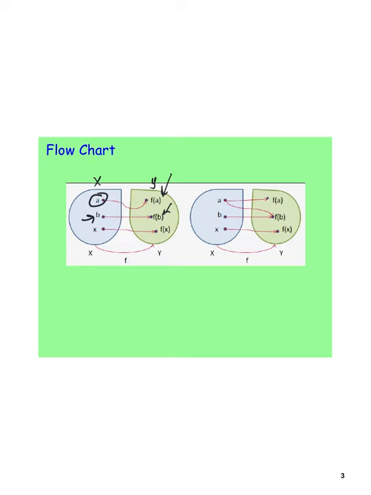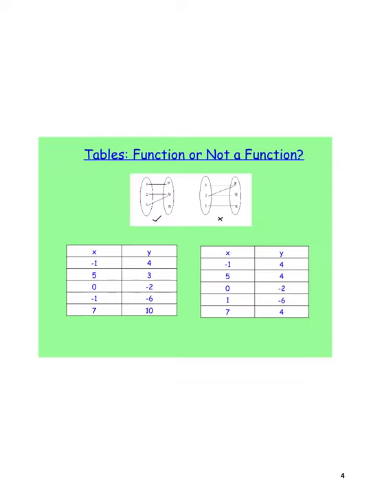Now, this is a function here because you can see a leads to f of a, b leads to f of b, and x leads to f of x. Whereas the issue on the right side is going to be this here. A can lead to f of a, but a cannot lead to f of b. So that x value, in this case a, should really only lead to one of the y values, after the function is applied, and we'll see that in an example on the next slide.